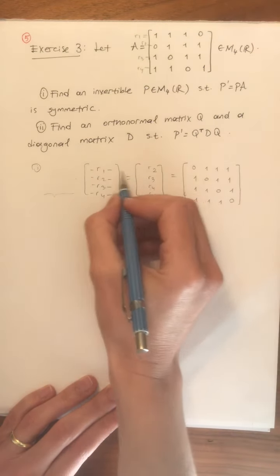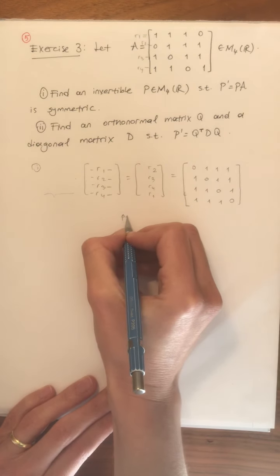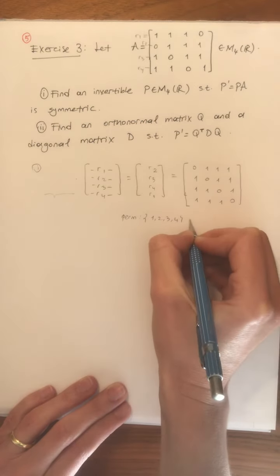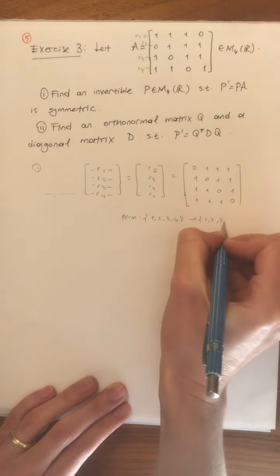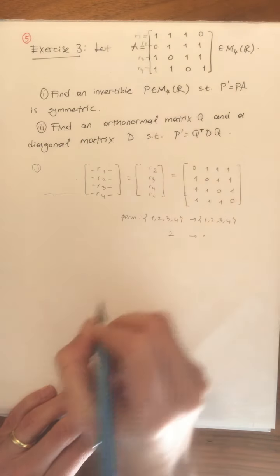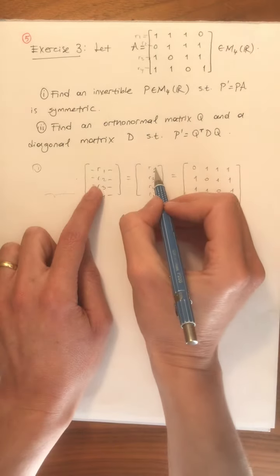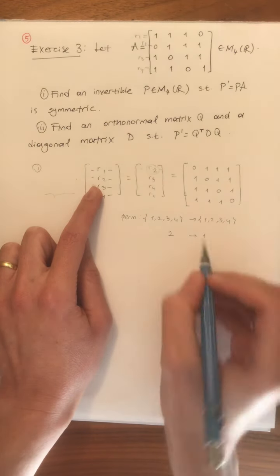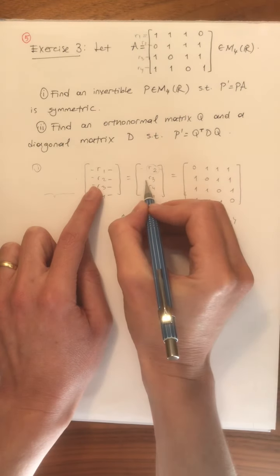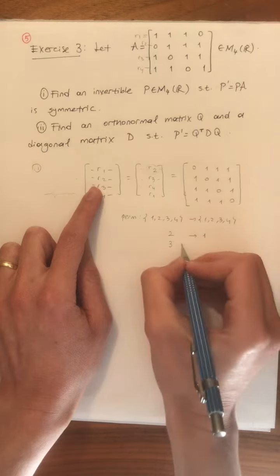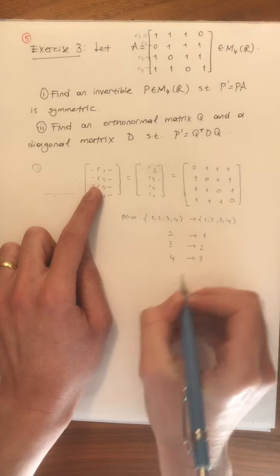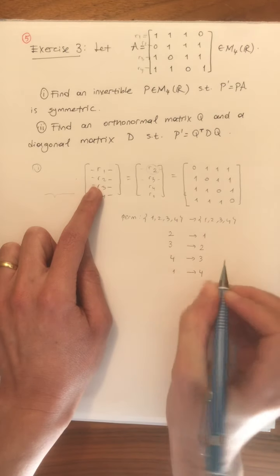So here note that this permutation of the rows is determined by this particular permutation, because here we want to put the second row in the first place. That means the second row goes to the first one. The third row will be placed in the second one, and 4 goes to 3 and 1 goes to 4.